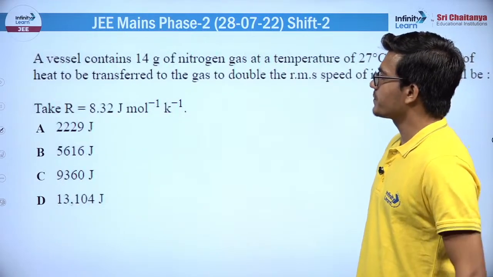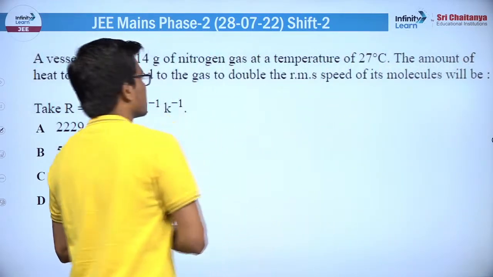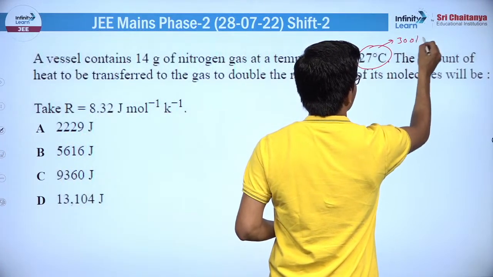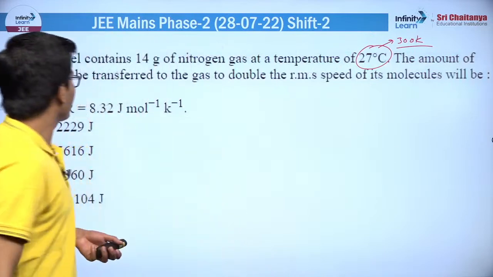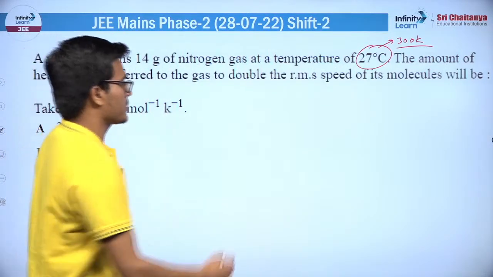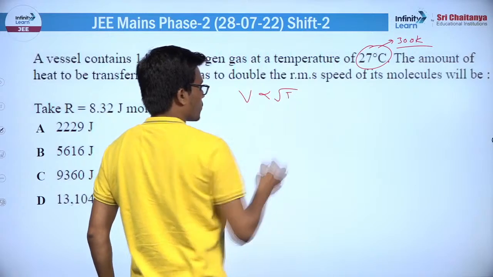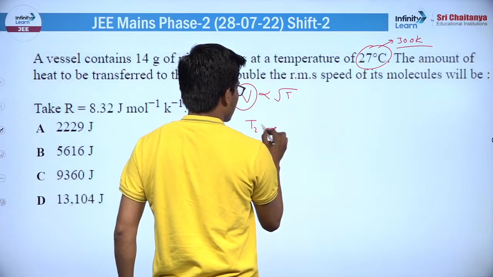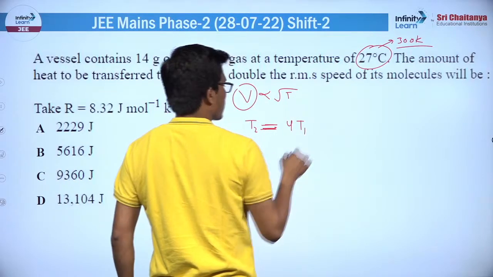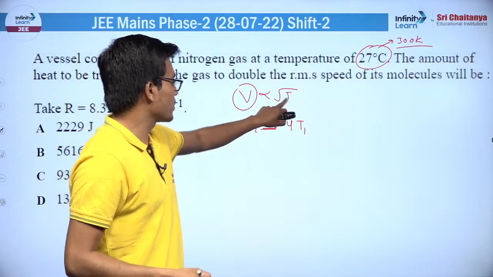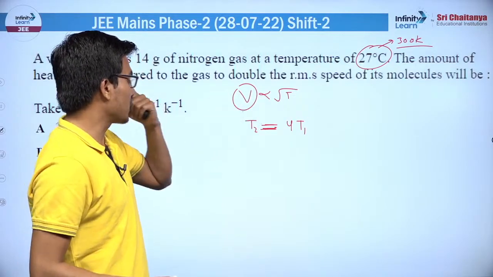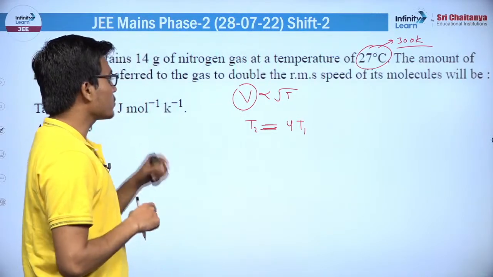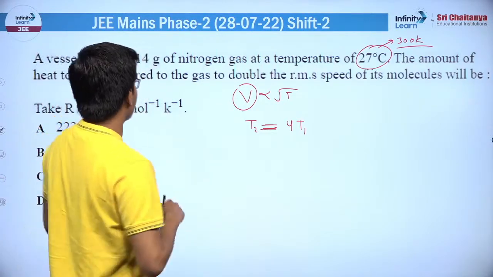Moving to the next question: a vessel containing 40 gram of nitrogen gas at a temperature of 27 degrees centigrade, convert into SI units means 300 Kelvin. The amount of heat to be transferred to the gas to double the RMS speed, right? RMS speed is proportional to root T. So if you are doubling the RMS speed, the final temperature is equal to 4 times the initial, then only the RMS speed will get twice, right? Because it increases as a square root of temperature. So T2 is 4 T1 and you need to find the heat transferred.